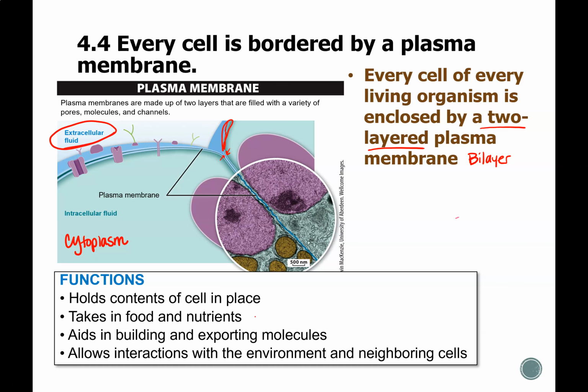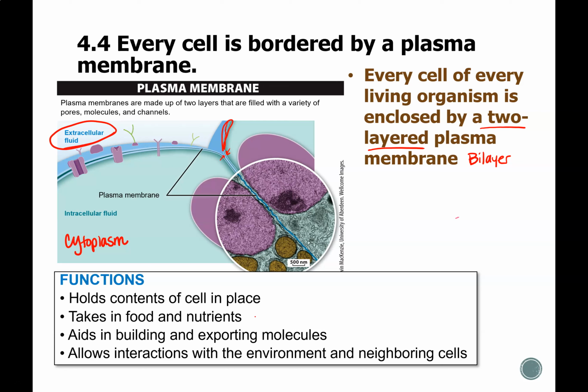The plasma membrane also helps to build and export molecules. So a lot of our cells have the function of making products that are important in our body. Things like hormones, things like fats, sugars for storage, proteins. All of those products that a cell is making has to be exported if it's part of a multicellular organism to be used in different locations.